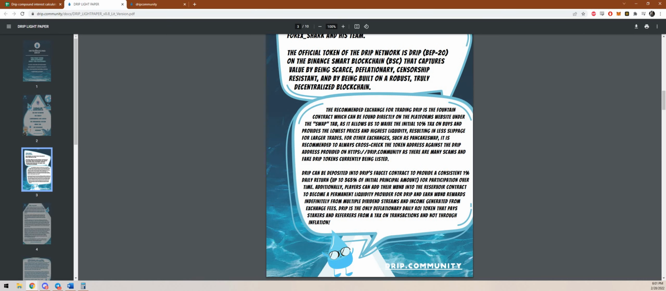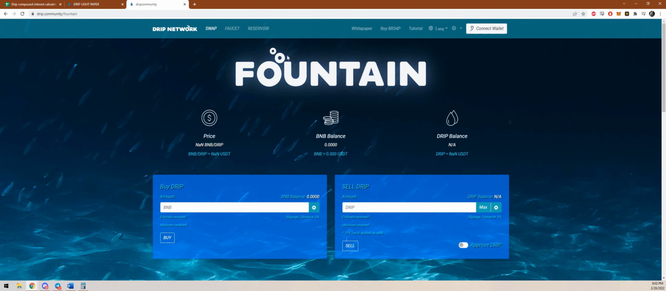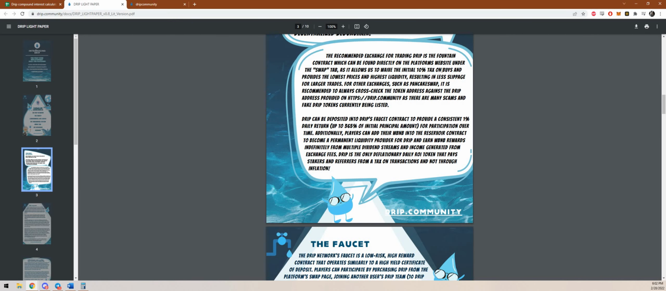So the official token of the Drip network is Drip. It runs on the Binance Smart Chain, the BSC. The gas fees on the BSC are really low, so that helps you a lot, and it allows you to easily compound every day without breaking the bank. And as it says here, the recommended exchange would be the swap here, as there's no tax to buy. Otherwise, there will be a 10% tax on buyers, so make sure you buy from that swap.